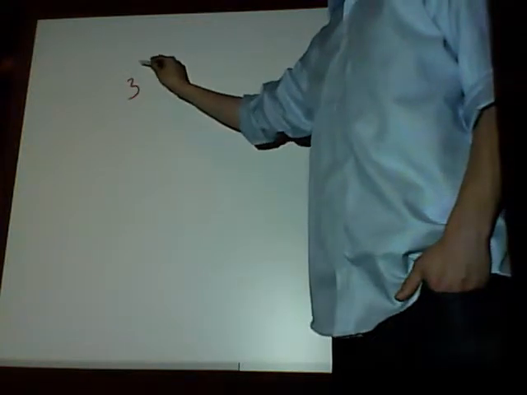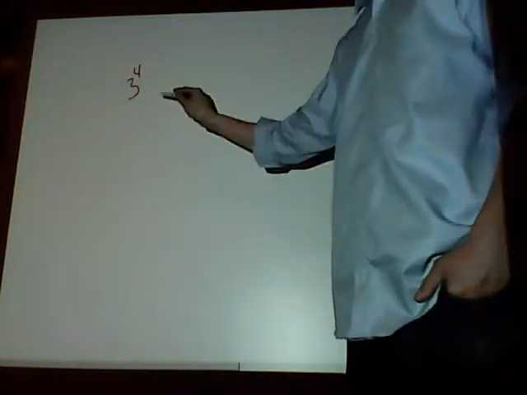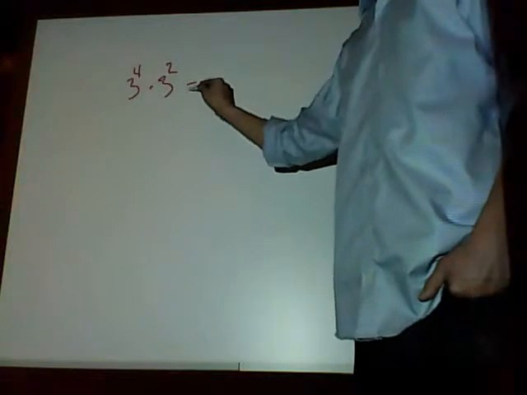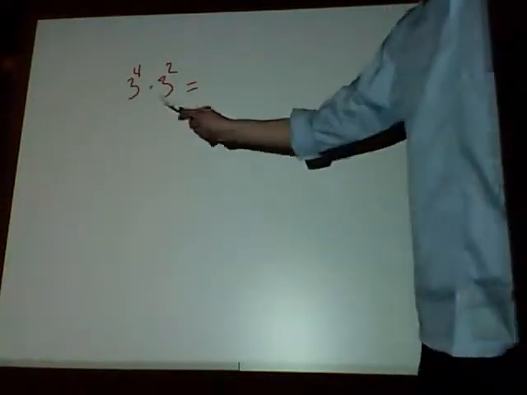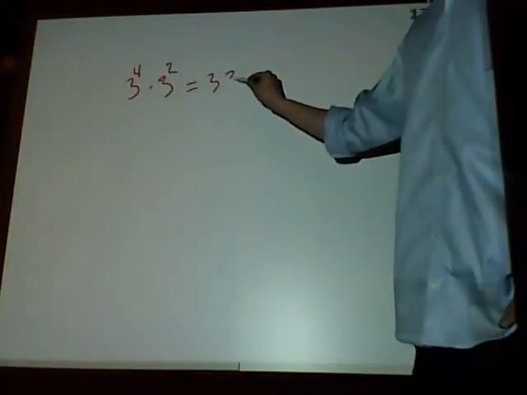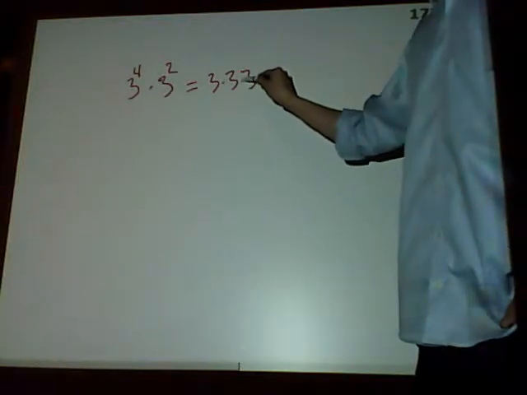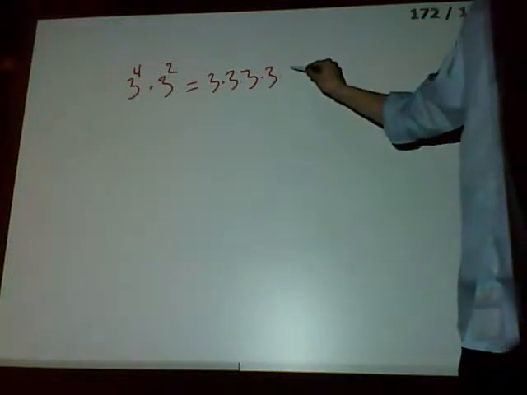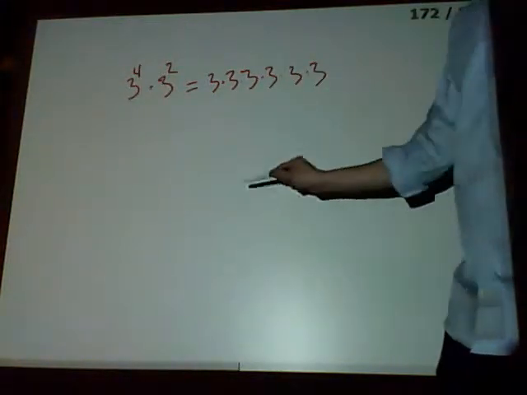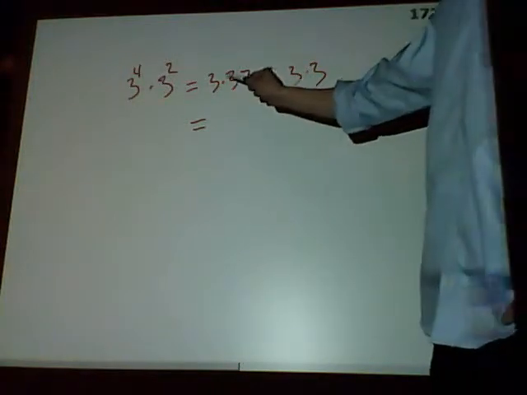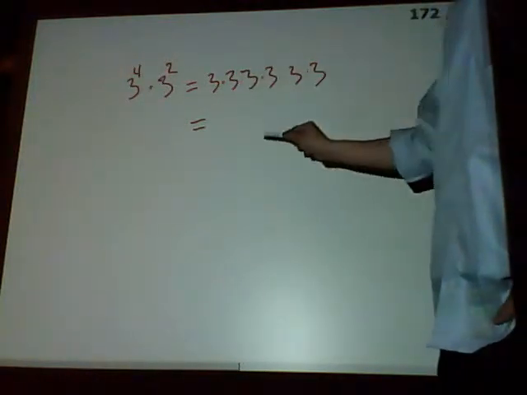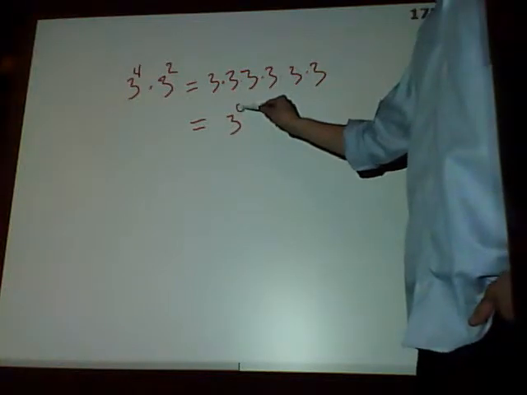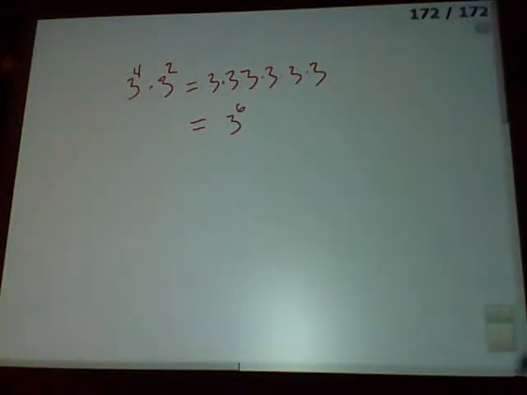So here we go. Let's try 3 to the 4th times 3 to the 2nd. Well, we just learned that this means repeat multiplication 4 times, and then you multiply it by repeating multiplication 2 times. Well, I can combine these. I see that I'm really doing 1, 2, 3, 4, 5, 6. So that means the same thing as repeating multiplication of 3 6 times. So that's 3 to the 6th power.